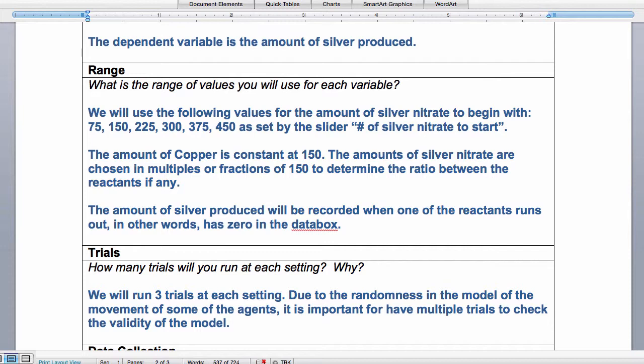I have a slider if you remember, and that's going to make it a lot easier to make those changes in the values. The amount of copper is going to stay constant at 150, so you do want to run at least 3 trials at each setting of your independent variable. You want to confirm that your experiment really works and that your model is valid.